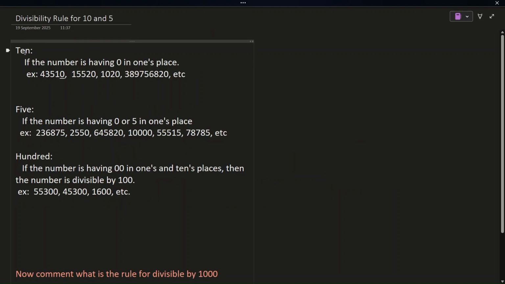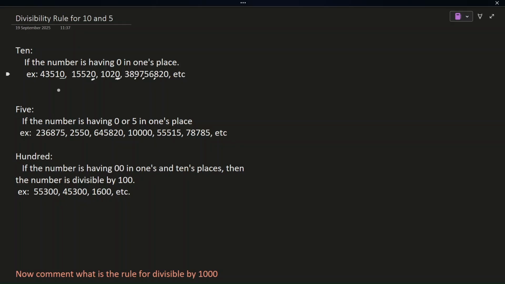First, we will see 10. What is the divisibility rule for 10? If we want to find out whether a number is divisible by 10 or not, we have to see its ones place. See, this is the ones place, as you know. Look at this larger number, what is this number? 38 crore 97 lakh 56,820. Is the number divisible by 10 or not? Simple rule.